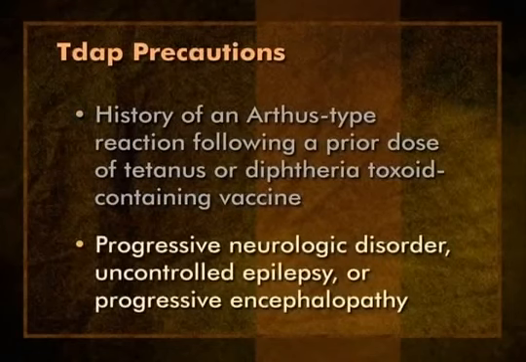A second precaution is a progressive neurologic disorder, uncontrolled epilepsy, or progressive encephalopathy until a treatment regimen has been established and the condition has stabilized. If a decision is made to withhold pertussis vaccination, then Td may be used instead of Tdap.